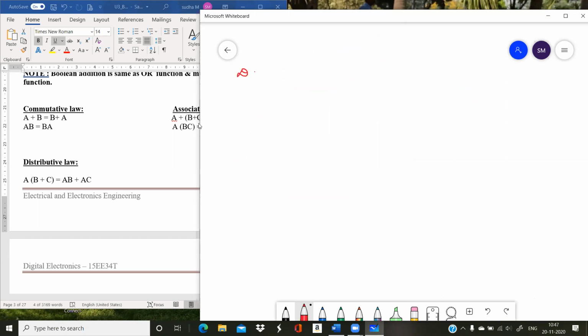Next law is distributive law. So in this distributive law, how do we write? A into (B plus C) is equal to multiply A with B, okay, multiply A with the C. Distribute this. So AB plus AC. So according to distributive law, A into (B plus C) is equal to AB plus AC.